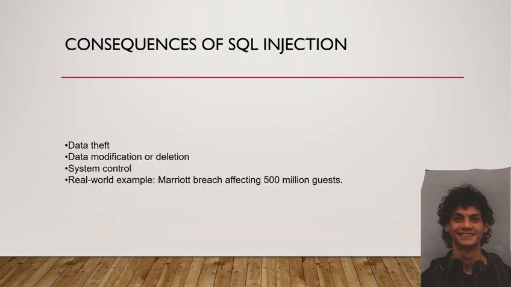Moving forward, consequences of SQL injection. The effects of SQL injection attacks can be devastating, as we already know. These attacks can result in stolen or altered data, unauthorized system access, and even full control over a compromised database. For example, the Marriott breach caused by SQL injection resulted in attackers gaining unauthorized access to a guest database that affected 500 million customers, all of which had very sensitive information in the database. A simple SQL injection led to the whole database being vulnerable to the hacker.